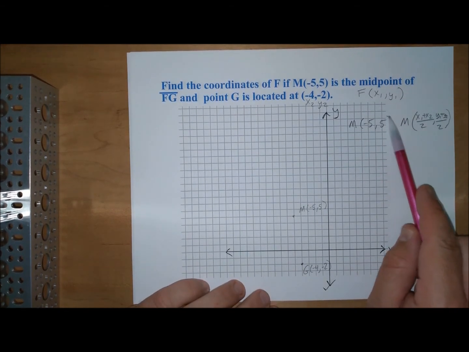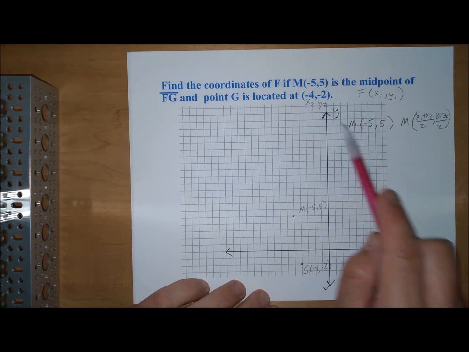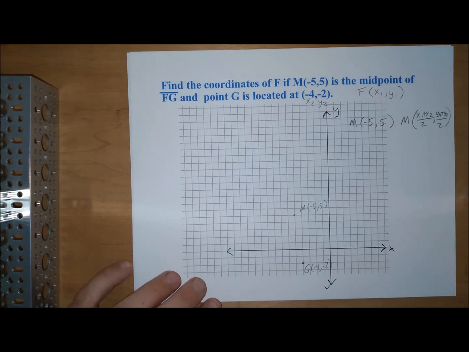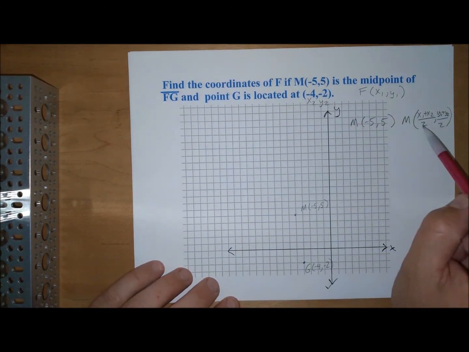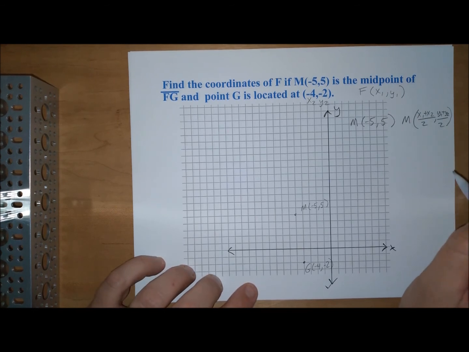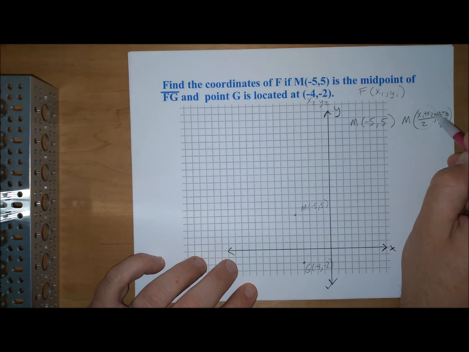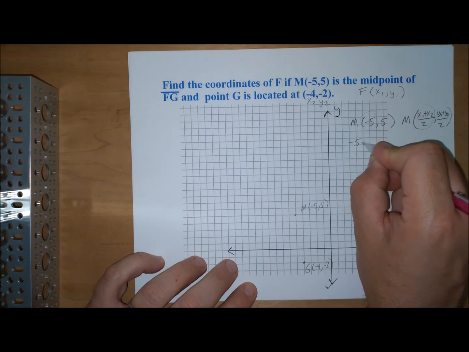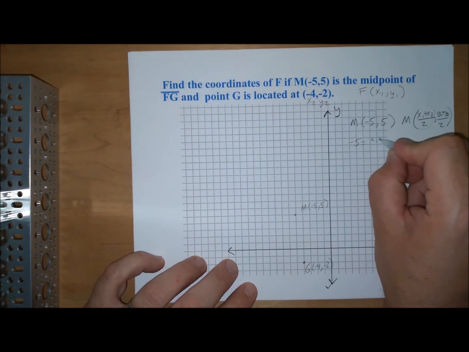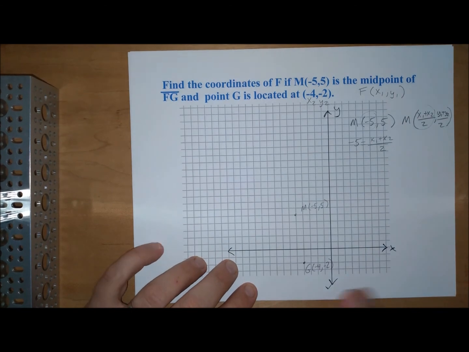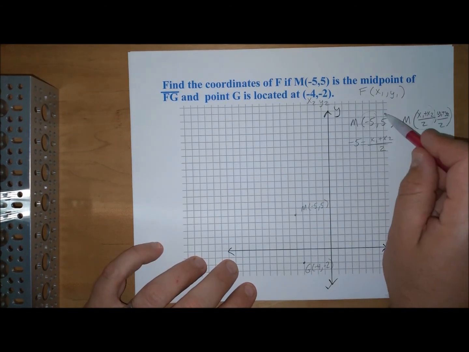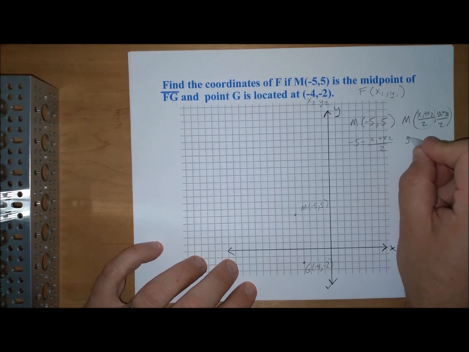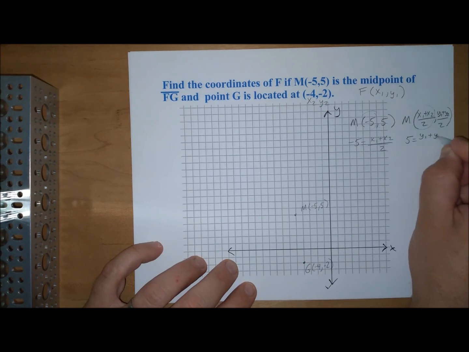So they give us this. We know x2 and y2, and we've got to find x1 and y1. Well, it turns out I can extract two equations from this. I can say the x-coordinate of my midpoint is negative 5, therefore negative 5 equals x1 plus x2 over 2. Hopefully there's no argument there. And positive 5 is the y-coordinate of my midpoint, which equals y1 plus y2 over 2. So 5 equals y1 plus y2 over 2.